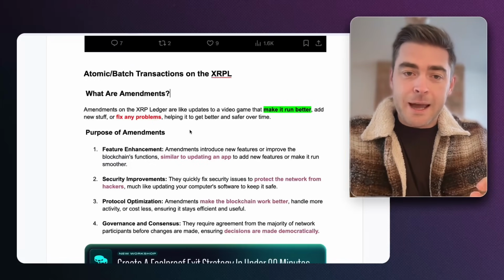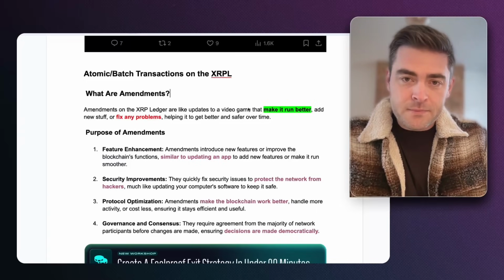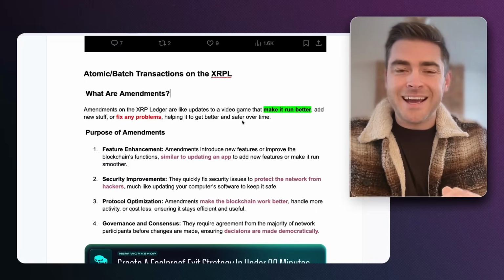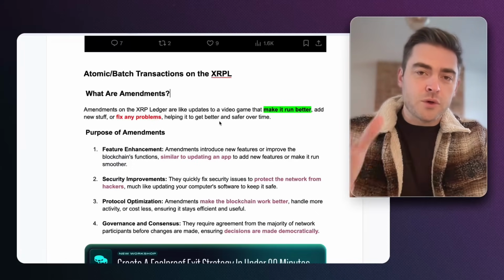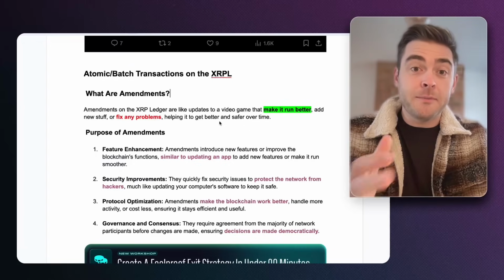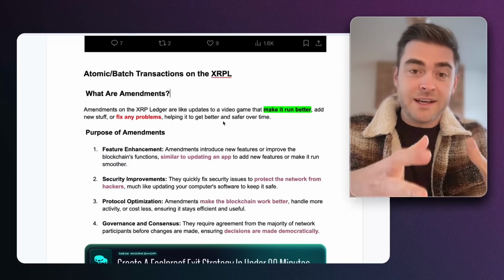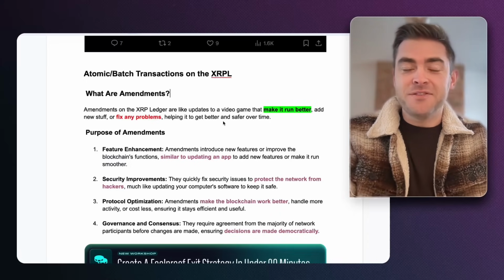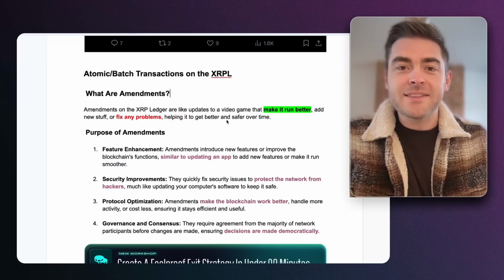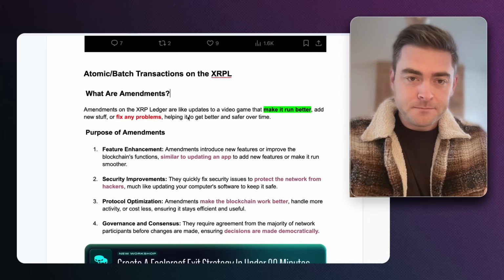And really, amendments on the XRP ledger are like updates to a video game. They make it run better. They can add new stuff like new features or fix any of the problems. And overall, once you do amendments over time, you get a better and safer environment for the thing to work on. So much like games, they add updates, new features, new characters and stuff, and they make the game better over time. Amendments are basically the same thing.